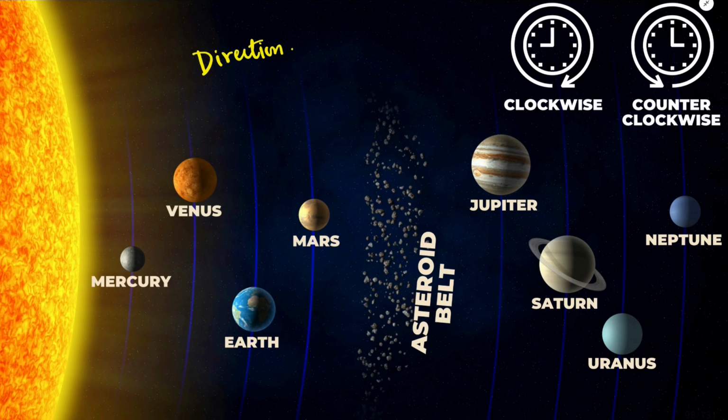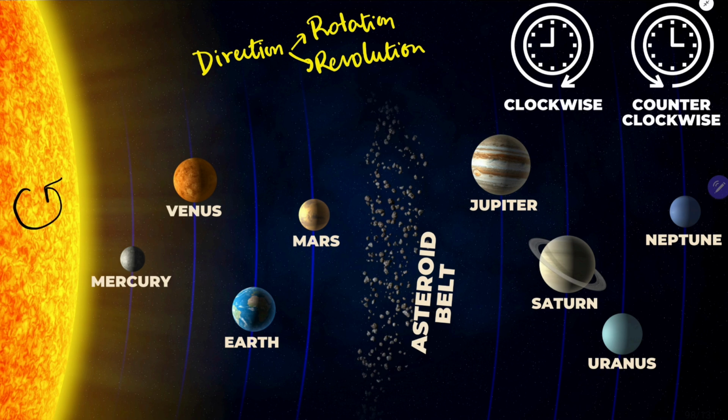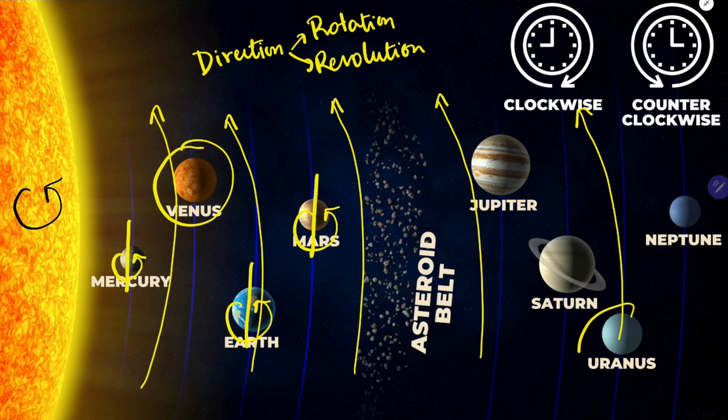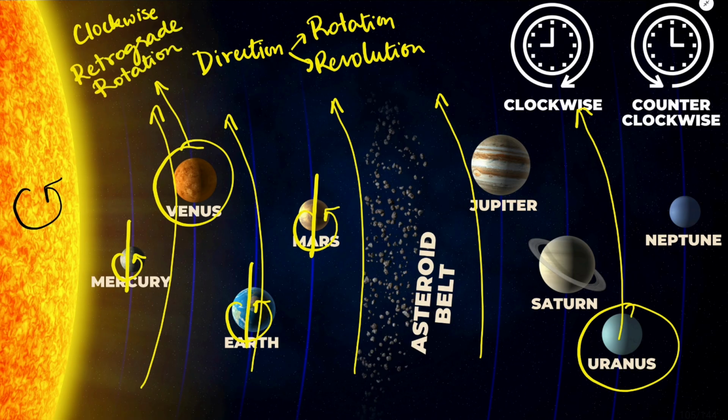Let's go over the direction of rotation and revolution of the planets. The Sun rotates in a counterclockwise direction when viewed from above the North Pole. All the planets revolve counterclockwise around the Sun. When it comes to rotation, most planets rotate counterclockwise, that is, the same direction as their revolution around the Sun. Here, Venus and Uranus are exceptions. They rotate clockwise around their axis, which is called retrograde rotation.